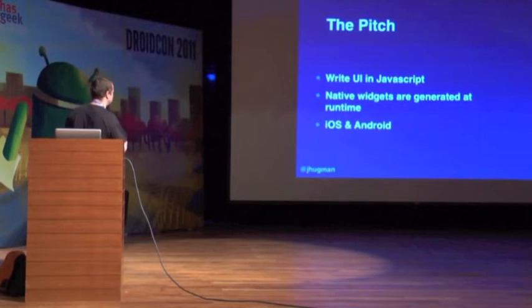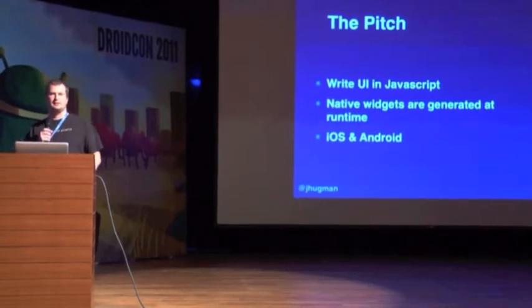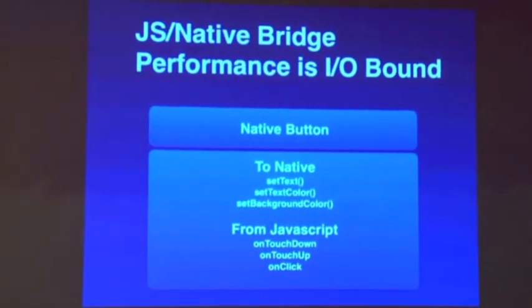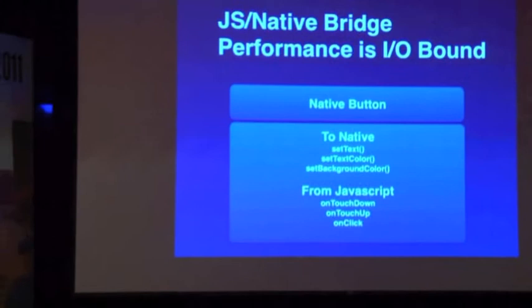So, Titanium. The pitch. You write your UI in code, and then you have a runtime which translates it into native. Incredibly interesting and clever. Really, really fantastic technology. But, there's a but. This is the way it does it. You say new button, and then the runtime instantiates a button for you, and then you say set text in JavaScript, and that gets translated into a native call to that button. Then you say set text color and set background color, and then maybe set kerning or set line length or whatever. So there's lots and lots of messages going from JavaScript up to native.